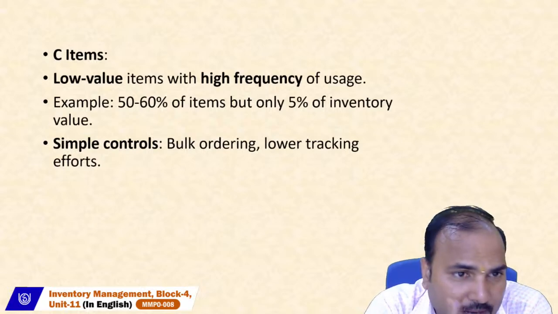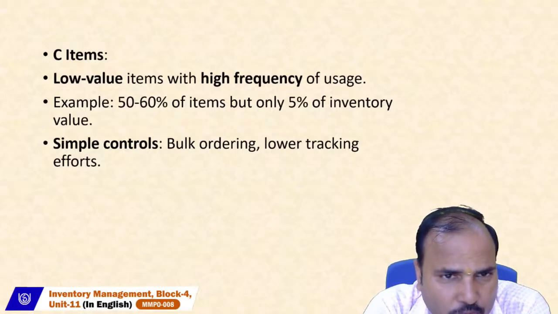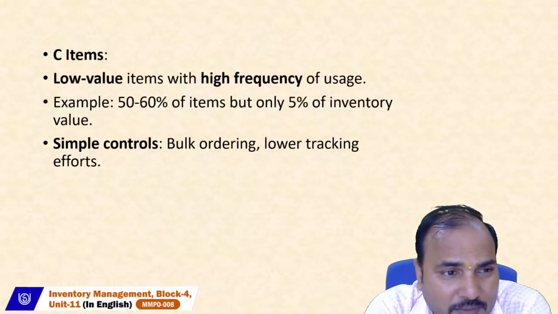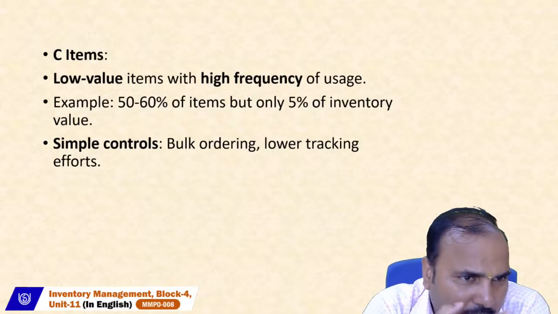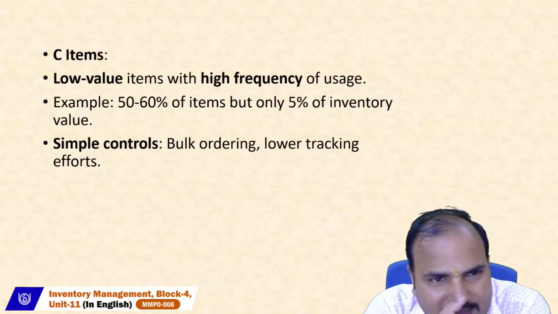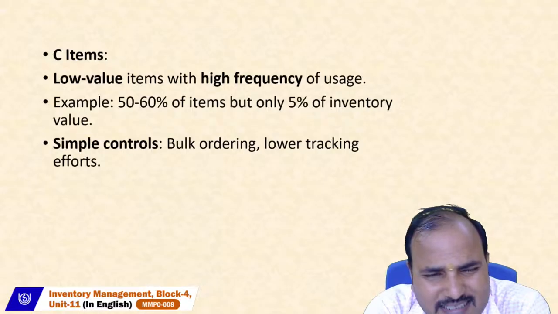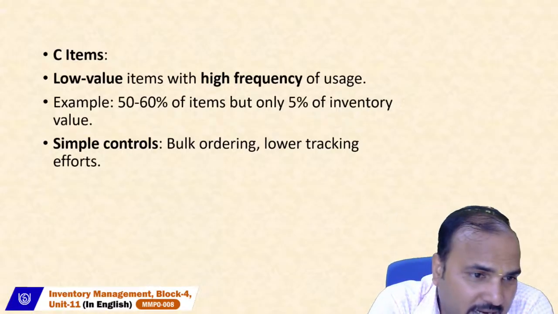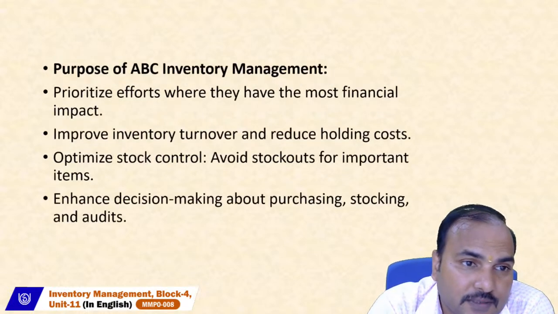Then comes the C category items. Here there are low value items with high frequency of usage. Value is low, but frequency of usage is high. 50 to 60% of the items are there, but only 5% of the inventory value. On one side the inventory value decreases, but on the other side the number of items increases. Simple controls are required for this, with bulk ordering and lower tracking efforts for the C category.